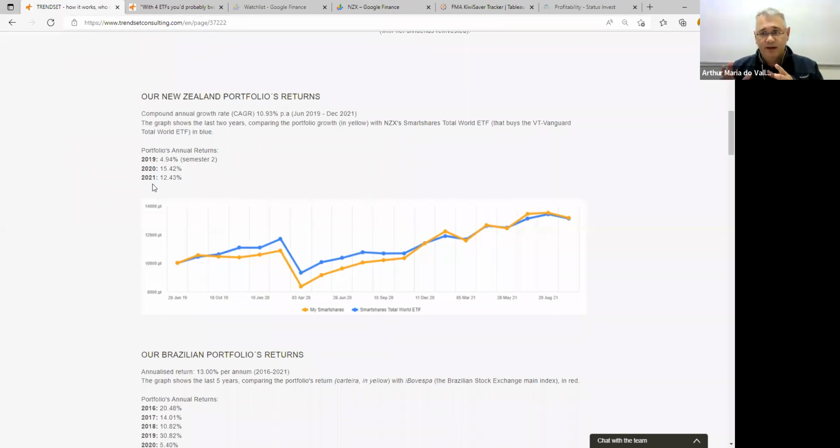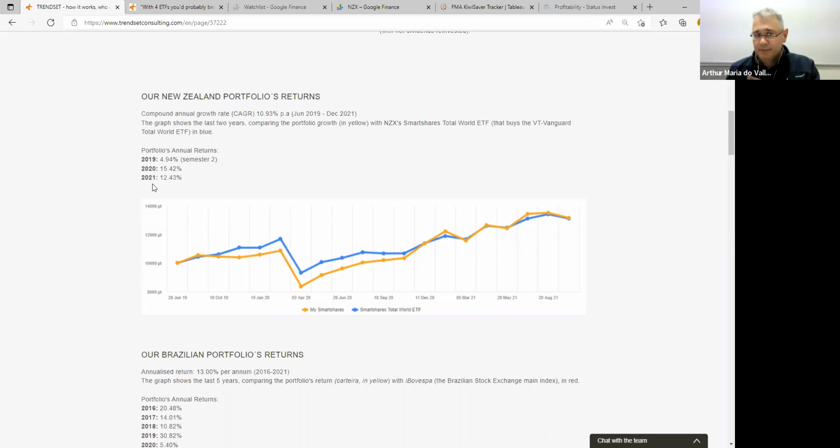And remember, as a passive investor, you just follow the market. You don't try to be better. So you should be okay with the market. If the market is going down, your portfolio will also go down.